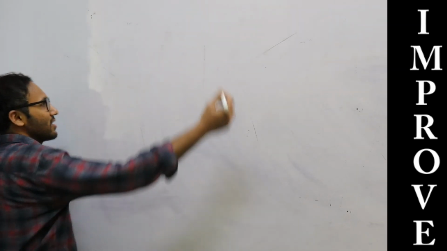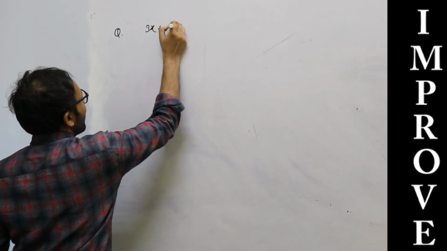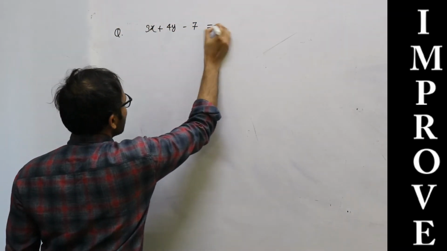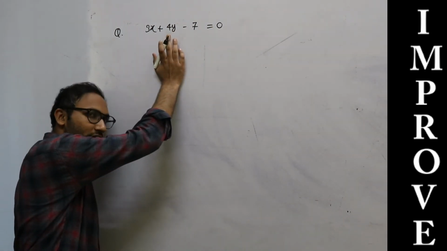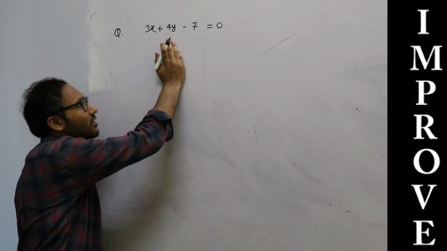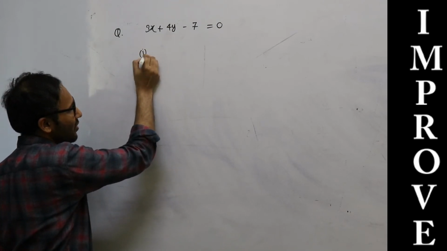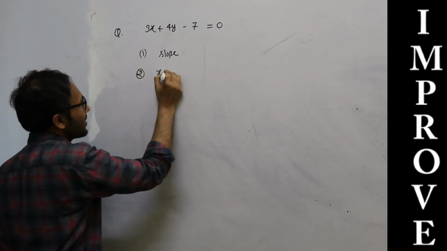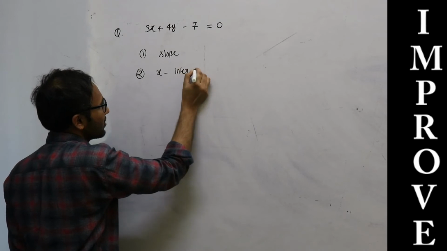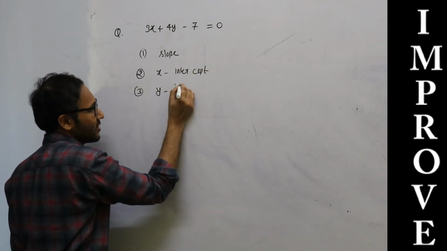So let's do some examples over it. Question: 3x plus 4y minus 7 is equal to 0. This is a very basic question. Which form is this? This is the general form. So you have to find number 1, the slope of the line, number 2, the x intercept, and number 3, the y intercept.